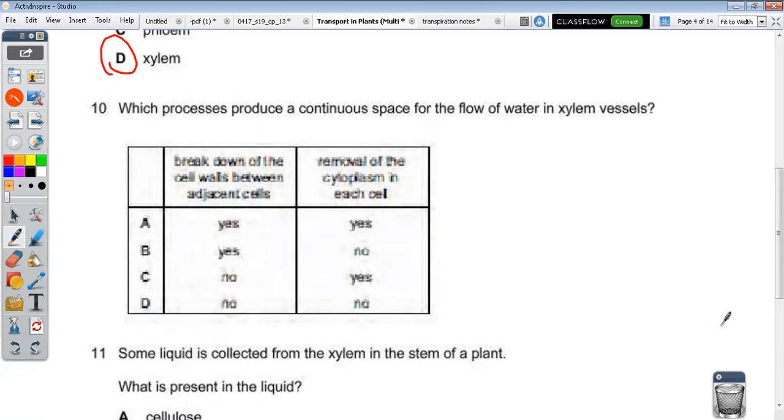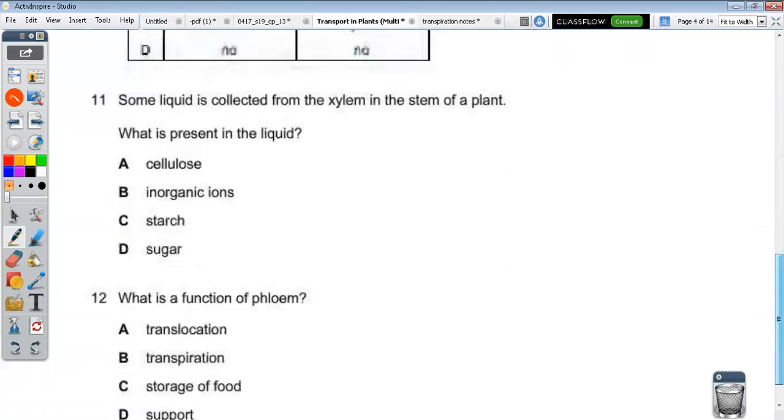Which processes produce a continuous space for the flow of water in what? In the xylem. Removal of cytoplasm. Oh, okay, I see. So maybe people are not seeing. So breakdown of the adjacent walls, yes, between that. So what's the answer? A, yeah. And there's no cytoplasm adaptation.